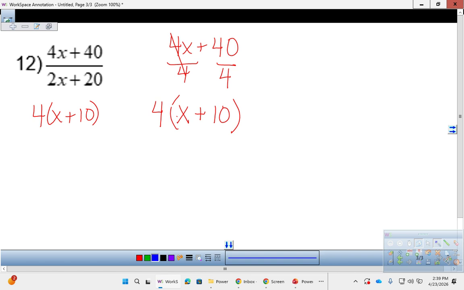Now I'm looking at the bottom separately, 2x plus 20. It's a binomial, so it's not a equals 1 method. I need a trinomial for that. So I'm doing a math arrow to the right 9, and I find that they're both divisible by 2.